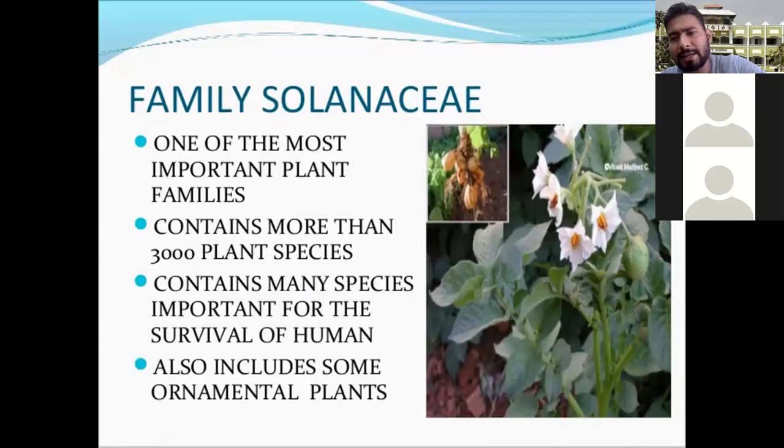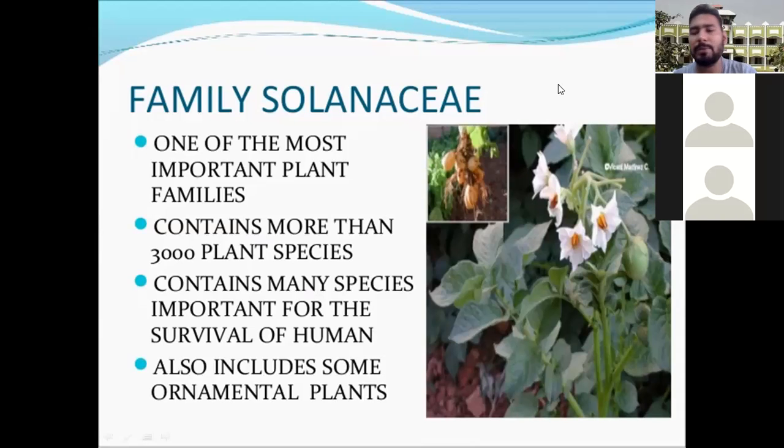Most of the time they have given the floral diagram. They can ask which is the correct floral formula for this, or sometimes they have given the floral formula and they can ask which floral diagram is correct. Okay, so if you know one, you can draw another, because both are respective to each other. One represents the other.